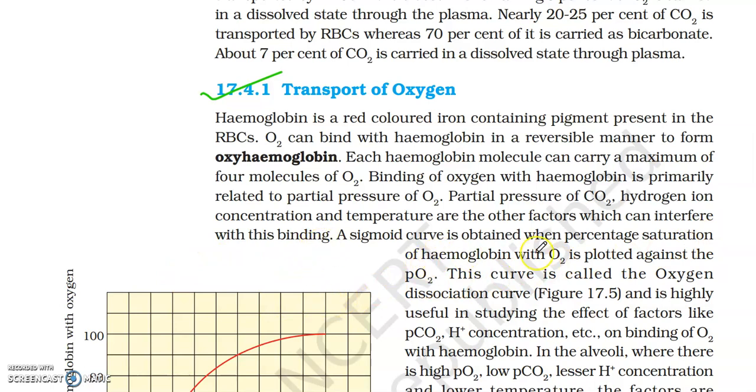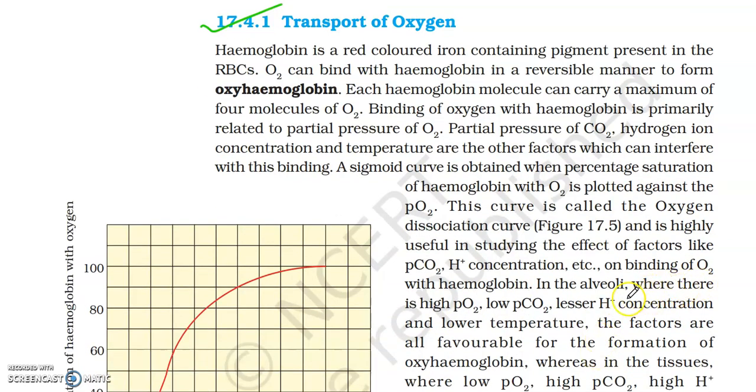binding. A sigmoid curve is obtained when percentage saturation of hemoglobin with oxygen is plotted against the PO2. This curve is called the oxygen dissociation curve and is highly useful in studying the effect of factors like PCO2, H plus concentration, etc. on binding of oxygen with hemoglobin. In the alveoli where there is high PO2, low PCO2, lesser H plus concentration and lower temperature, the factors are all favorable for the formation of oxyhemoglobin.